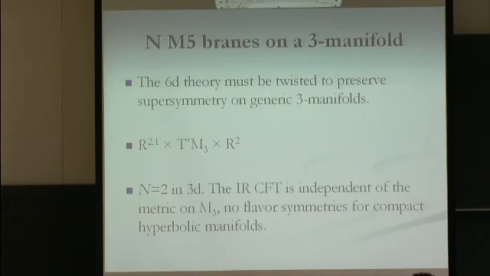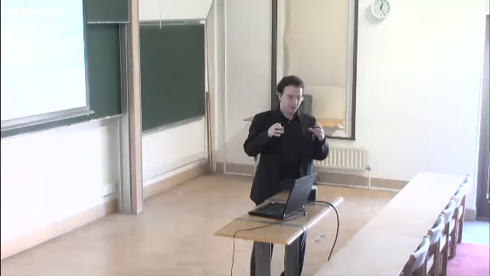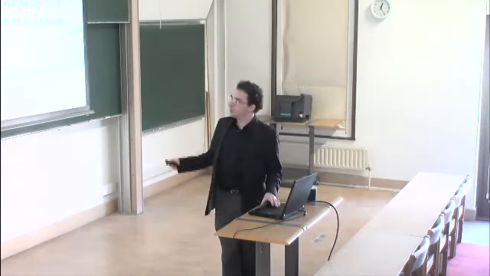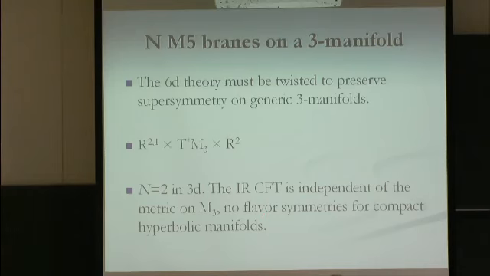A general three manifold won't. So I imagine I put my M5 branes on R^{2,1} times M3, but the normal bundle to M3 is the cotangent bundle. And then I'll preserve supersymmetry. And then there's also some R^2. So this preserves, it's easy to check, N=2 supersymmetry in 3 dimensions. And in the infrared, the CFT is independent of the metric on this three manifold. And if I have a generic compact three manifold, a compact hyperbolic three manifold, there are just no flavor symmetries at all. The guys are kind of rigid. And I get some interesting CFT, and in general, I don't know what it is.